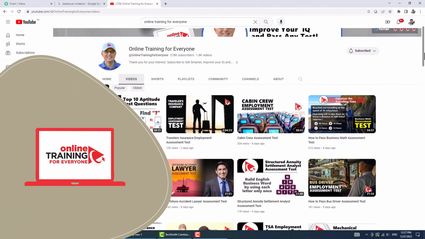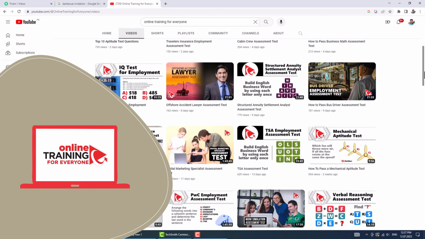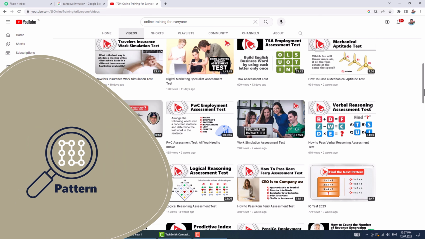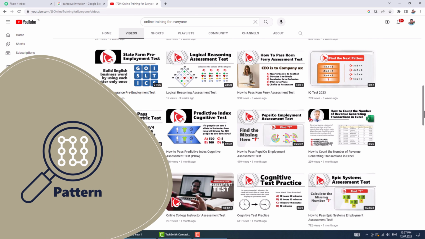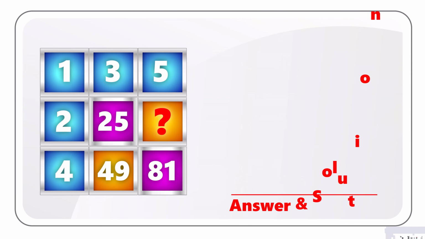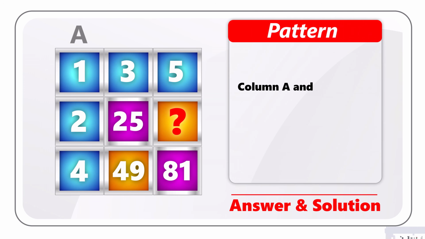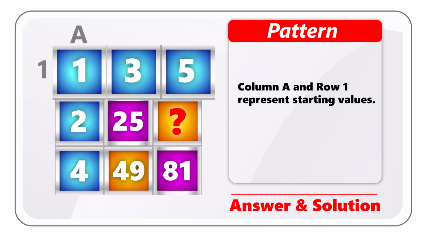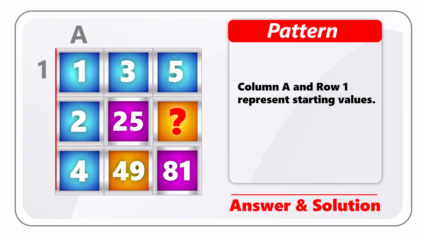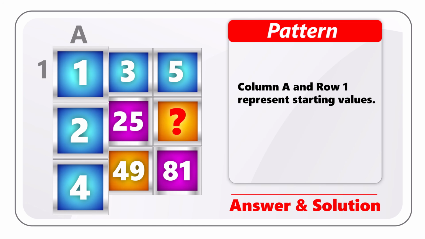If you are a frequent visitor or subscriber to this channel, it probably doesn't come as something new that you need to recognize the pattern. So I think the pattern here is that both column A and row 1 represent starting values that are used in the calculations. For row 1, the starting values are 1, 3, and 5, and for column A, the values are 1, 2, and 4.